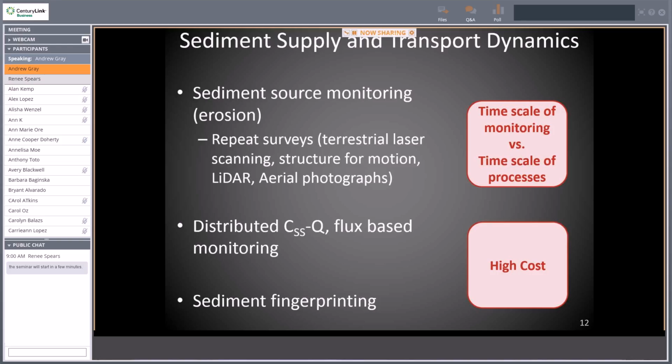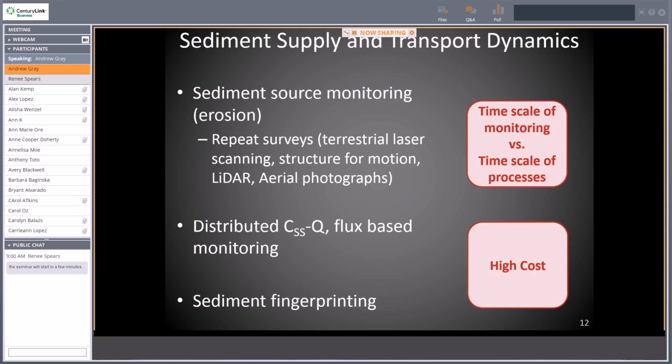And, of course, as I mentioned, you could distribute that suspended sediment discharge monitoring throughout the watershed to get more of a watershed-based approach to look at sources and sinks by monitoring below and above certain land use activities, et cetera. And there are also sediment fingerprinting techniques.